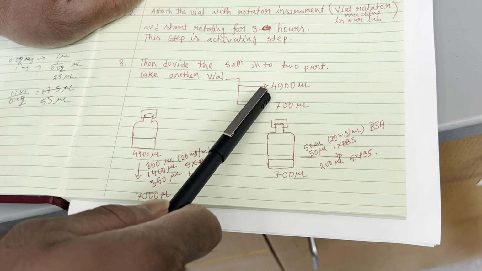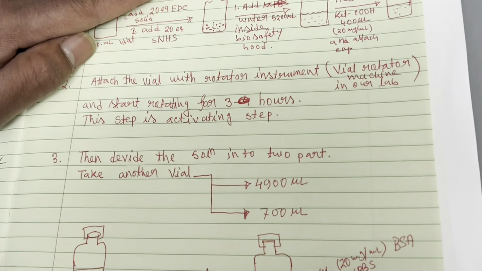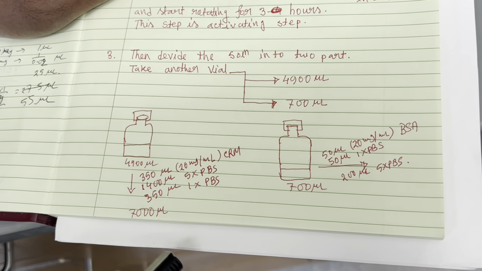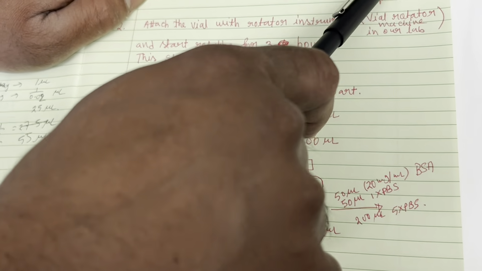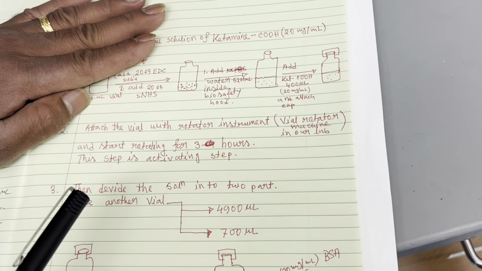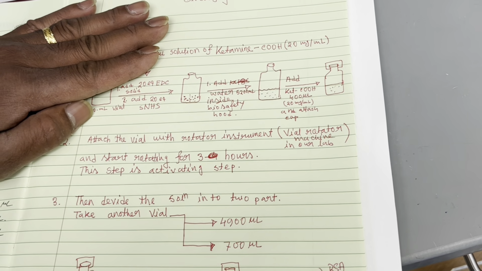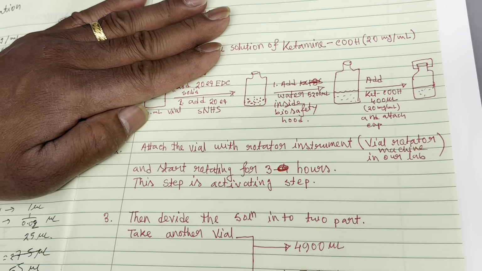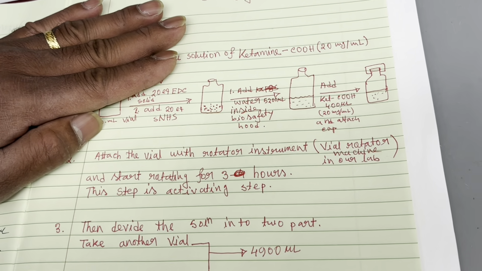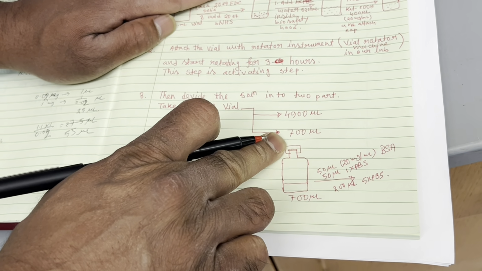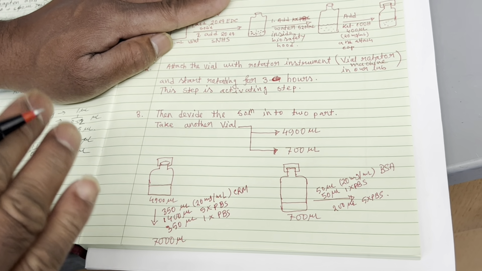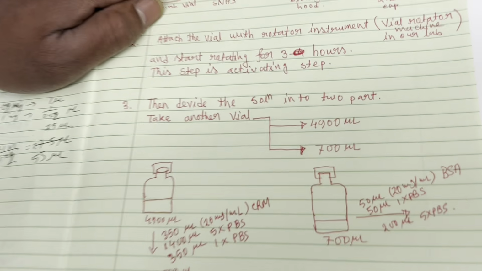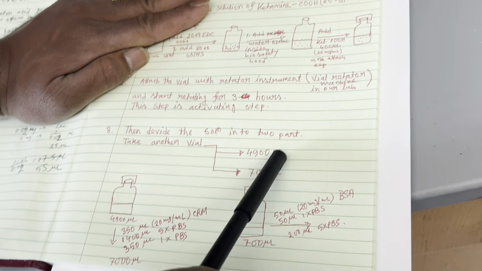You can ask why we are making this. Our target was to make 7,000 microliter, so we need to have 7 milligram. But the original volume here is 5600, and in that total we have 8 milligram. Now we want to divide in such a way that one part will have at least 7 milligram and another part will have 1 milligram. That's how we divide it here.